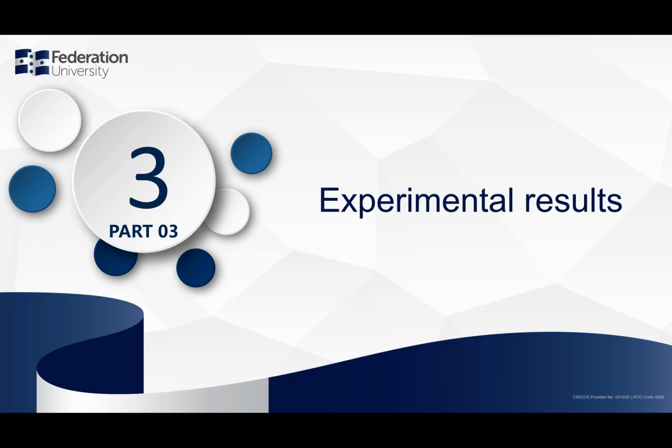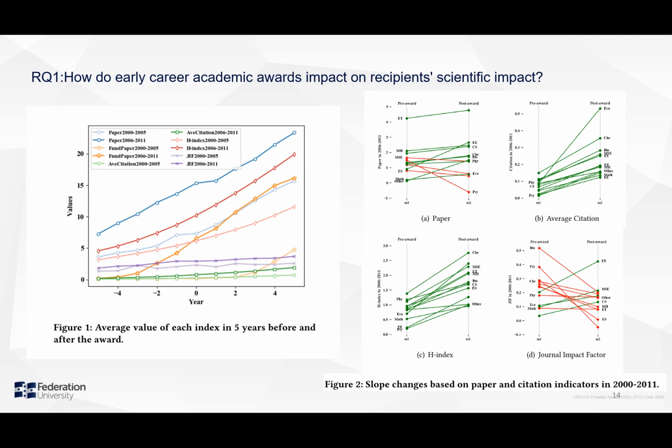Okay, next I will show you the experimental results. Figure 1 is the average value of each index in the 5 years before and after the award. We can see that the average value of each index shows an increasing trend over time. For each index, the value in the last 5 years is higher than in the first 5 years.